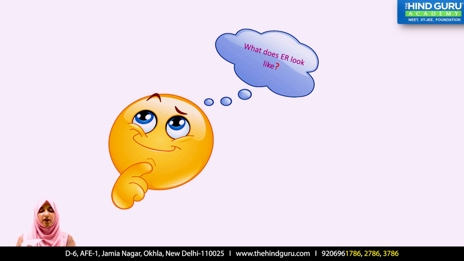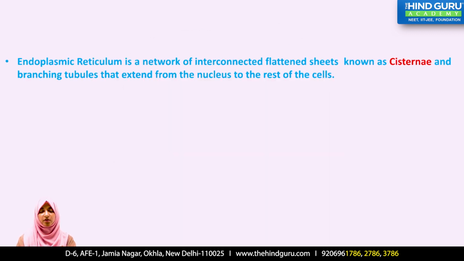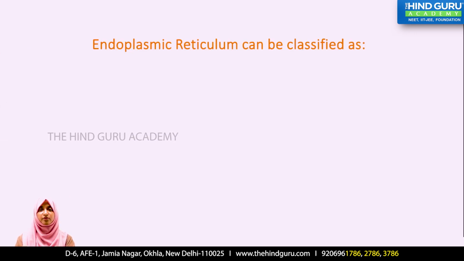If we look at the structure of endoplasmic reticulum, it basically looks like a bunch of rough sheets and smooth tubules. The endoplasmic reticulum is a network of interconnected flattened sheets known as cisternae, and branches of tubules that extend from the nucleus to the rest of the cell. The sheets and tubules of endoplasmic reticulum are made up of phospholipid membrane, continuous with the membrane that surrounds the nucleus.